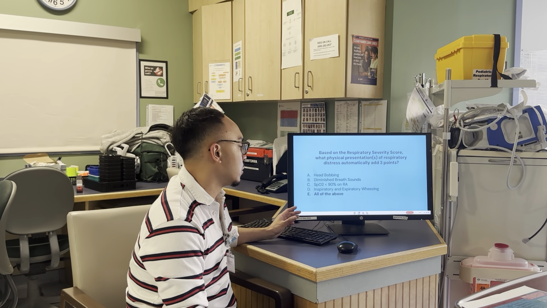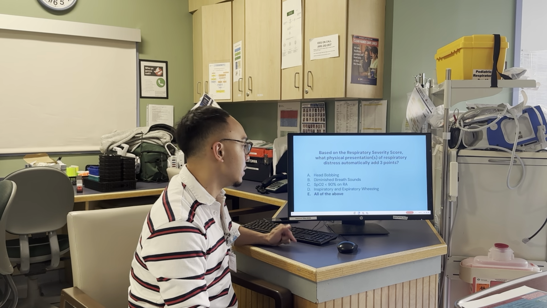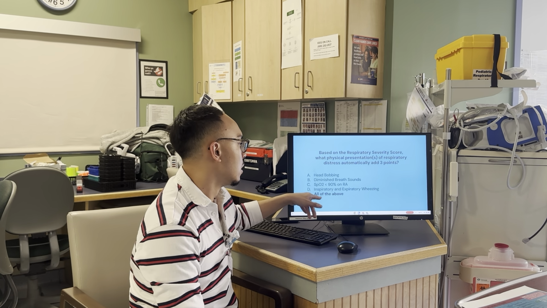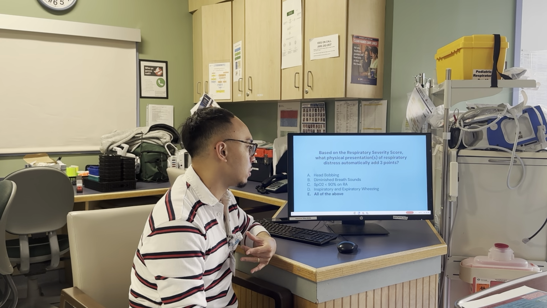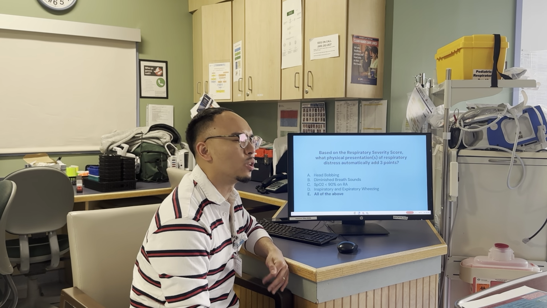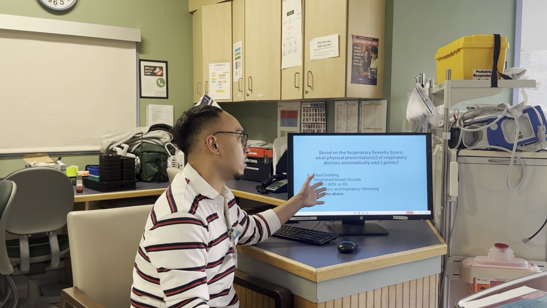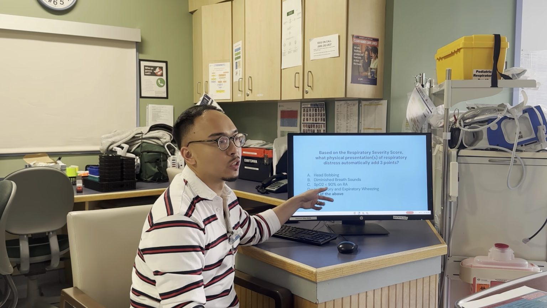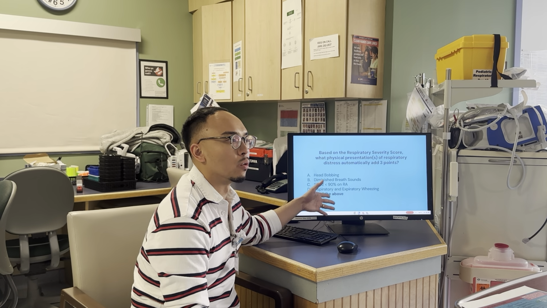And the point of that question is because I want you to start getting conditioned to seeing any of these and knowing those are automatic 3 points, right? Sometimes we see inspiratory and expiratory wheezing and we think, oh, that's okay. But based on the severity score, that actually adds 3 points. And maybe it's a quick fix with just albuterol, but it's still something to note on the score.